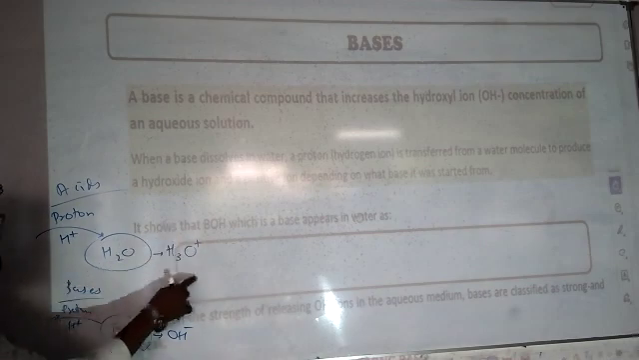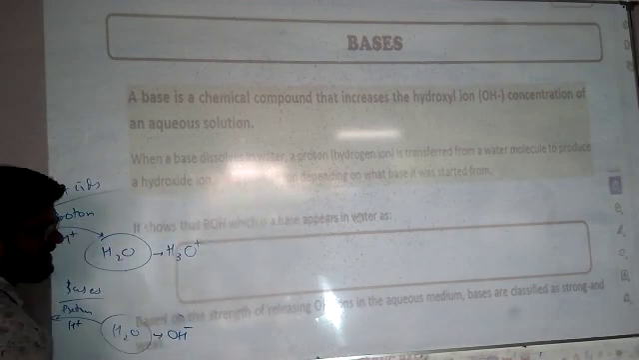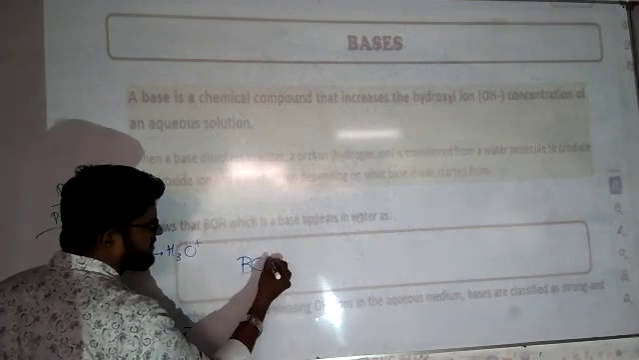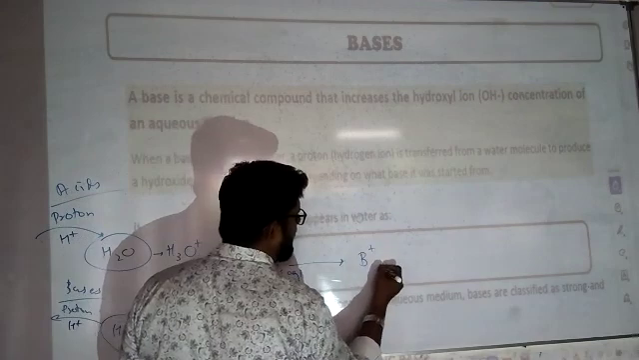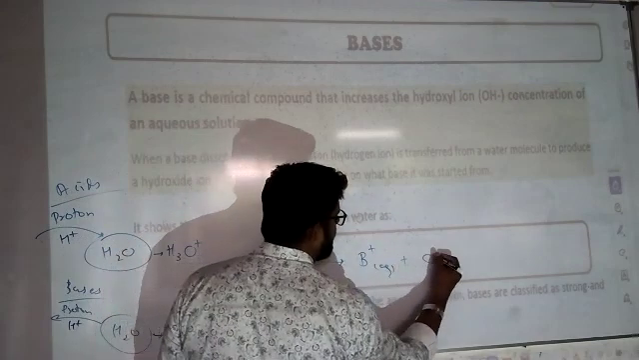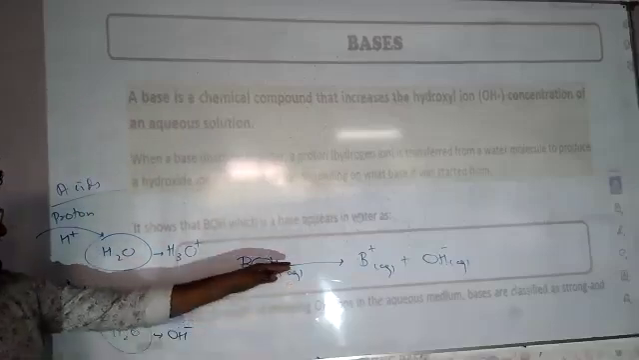But as I told you, we don't write a formula here. Ultimately, what happens? Let me take BOH in aqueous form: B plus and OH minus. Write it down.